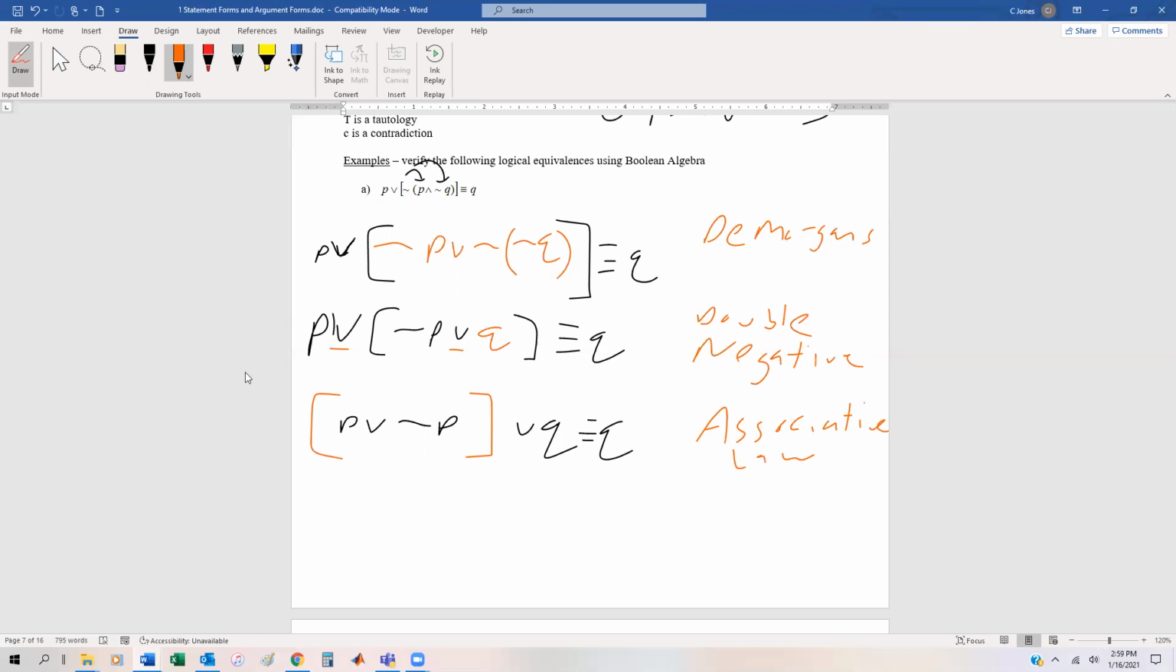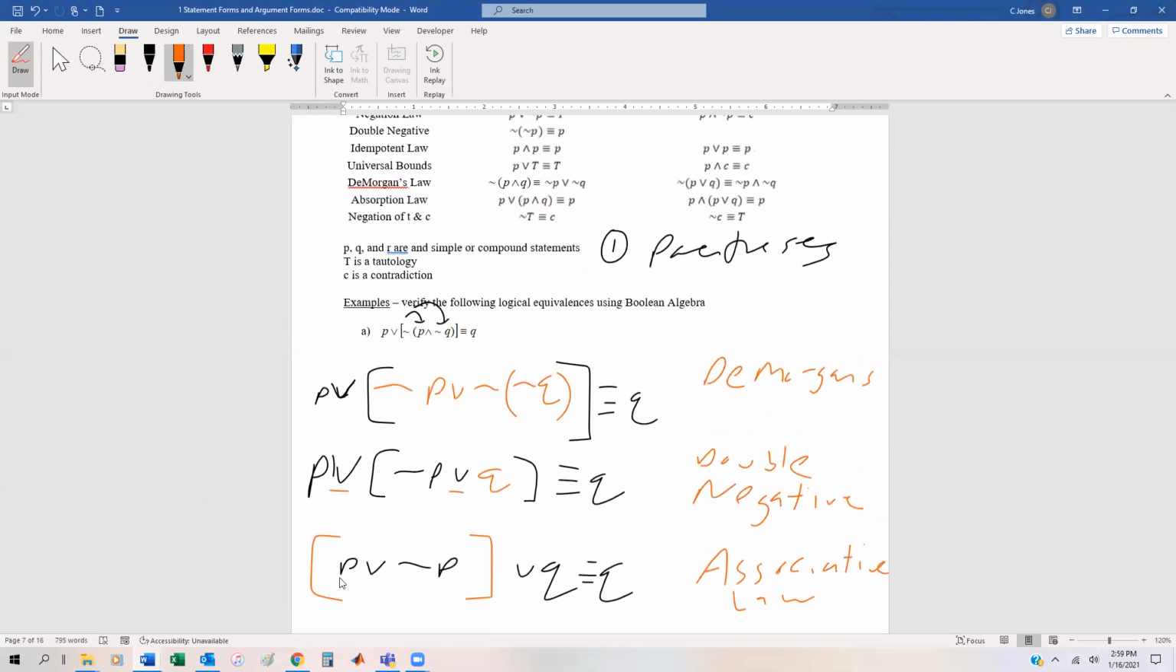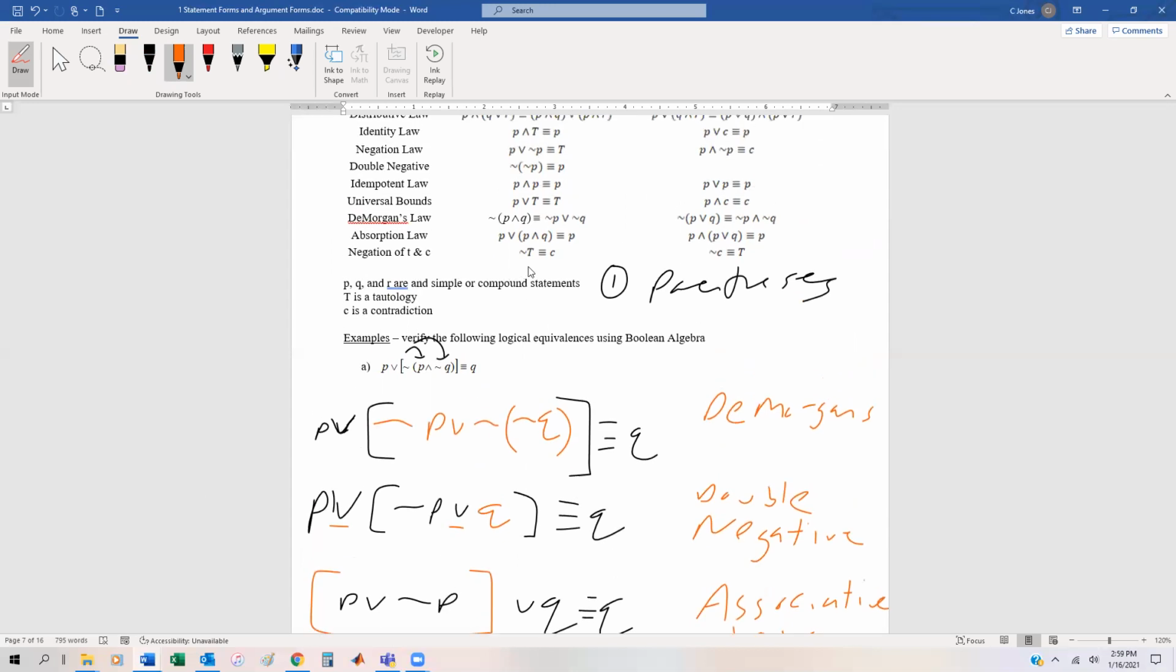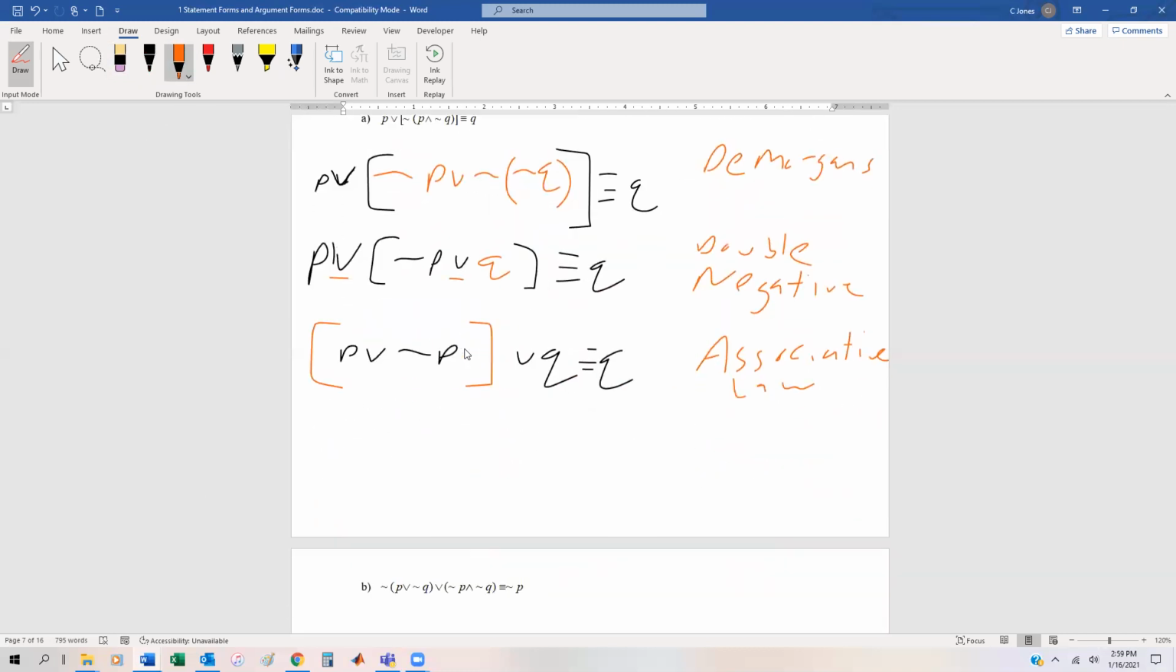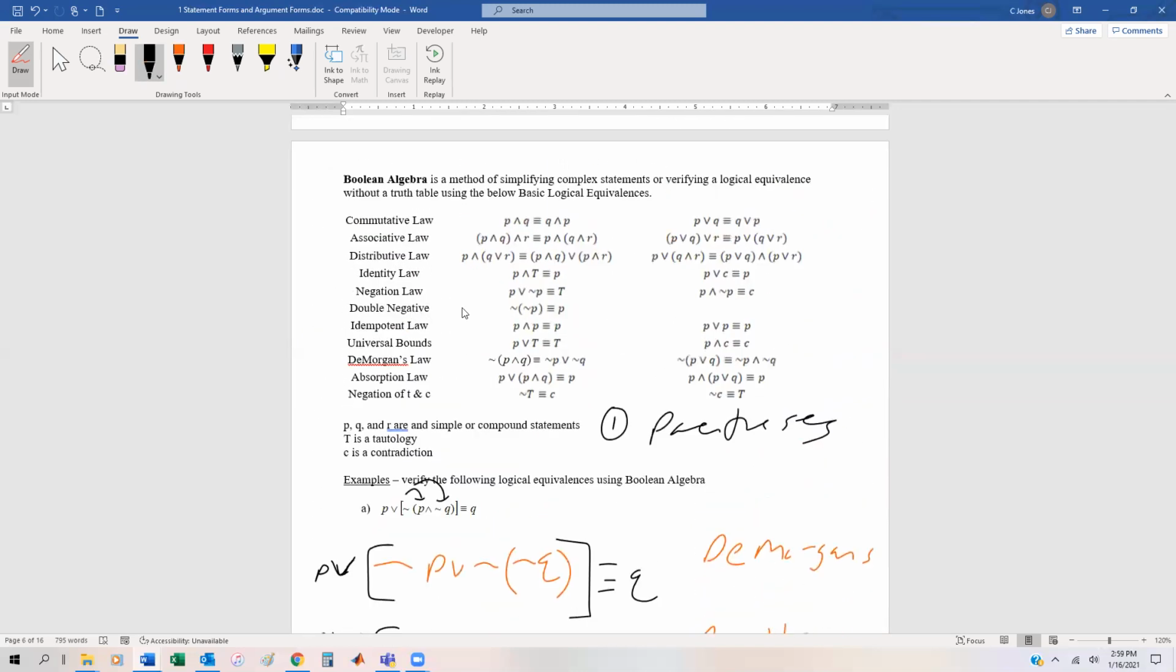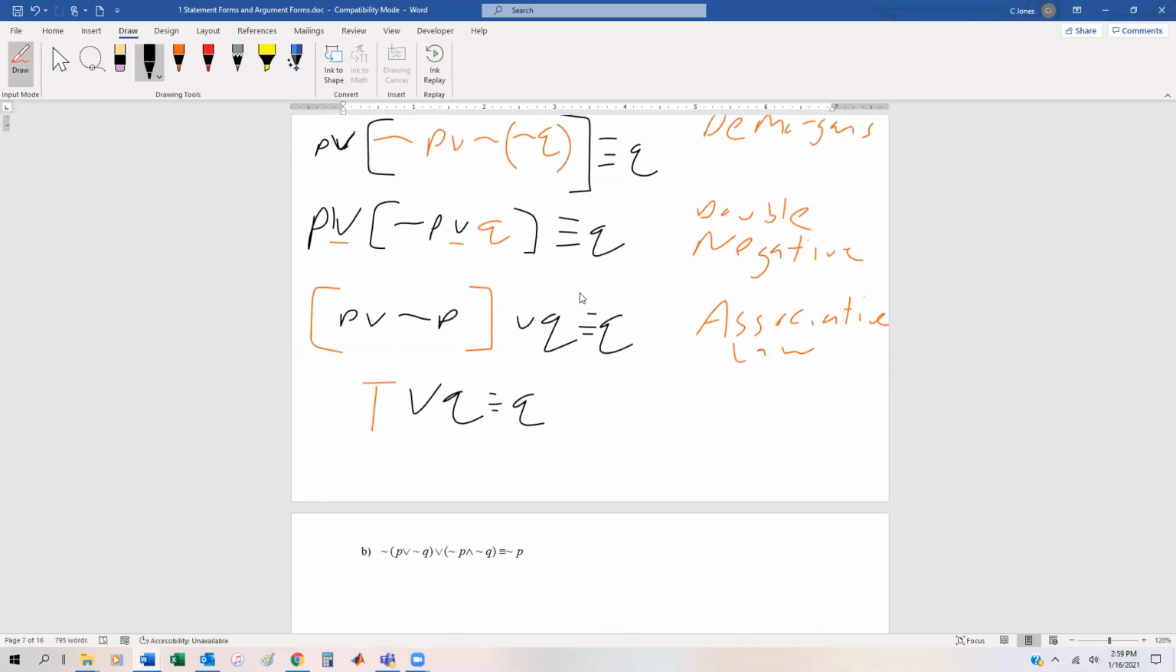P or not P. Well, if the sky is blue or the sky is not blue, it's got to be one of those two. If we have P or not P, that's equal to a tautology. That helps us out a lot. So now this becomes tautology or Q, is equal to Q. And that's right here by the negation law. P or not P is equal to T. So that's our negation law.